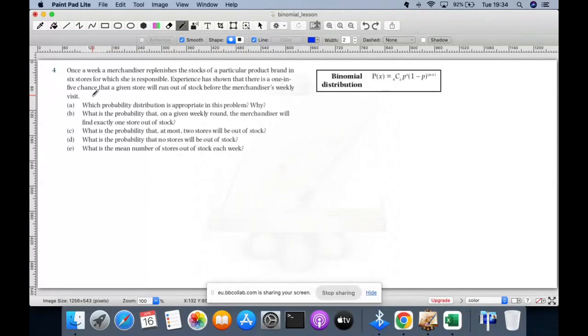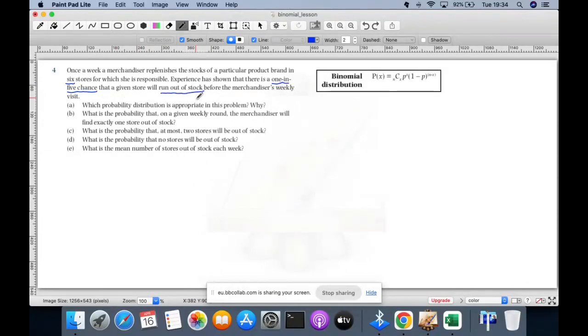Right, so I'm going to underline some stuff here, because we're going to use it in a bit. So we're saying there are 6 stores. All right, so I'm going to underline that. Experience has shown that there is a 1 in 5, so that's a probability given there. 1 in 5 is 1 divided by 5, or in other words 20%. There's a 1 in 5 chance, and it even says chance, so that's synonymous with probability, that a given store will run out of stock.